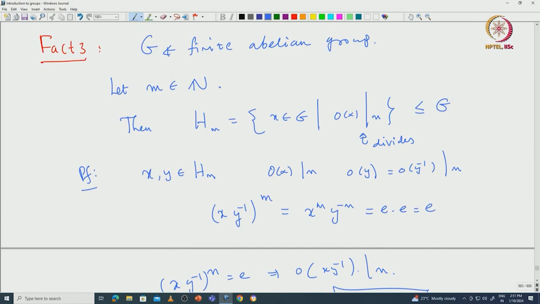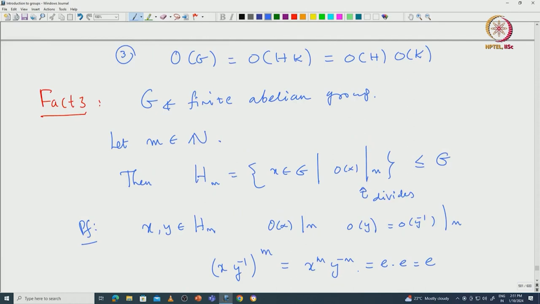So for any M, you are able to get a subgroup which is explicitly given in this description: those x in G such that the order of x divides M. Note that if you have a subgroup of order M, then the elements of that subgroup satisfy this property. So in a finite abelian group, it is somewhat easy to produce lots of subgroups. I will stop here, and we will continue with the equivalence of version 1 and version 2 of the structure theorem in the next class.